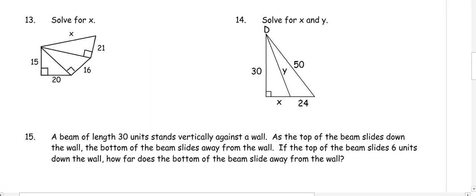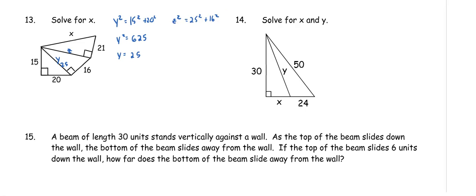Number 13, in order to solve for x, we need to work through the triangles. So we're going to have to start with the triangle that has 15 and 20. So we would have y squared equals 15 squared plus 20 squared. So we get y squared equals 625, which means that y is going to be 25. Now that we know we have 25, we can use the next triangle with 25 and 16. So we have z squared equals 25 squared plus 16 squared.